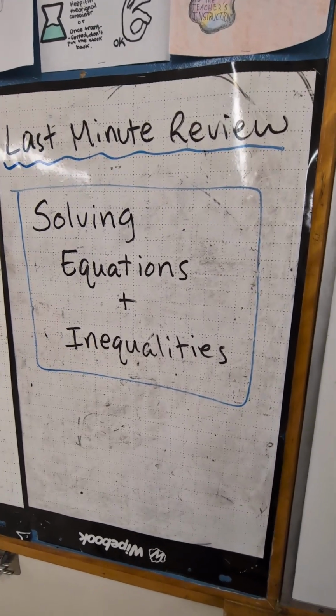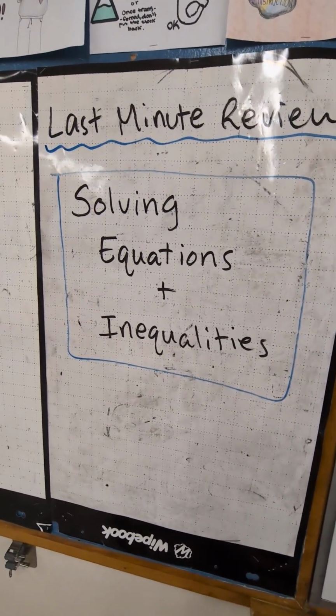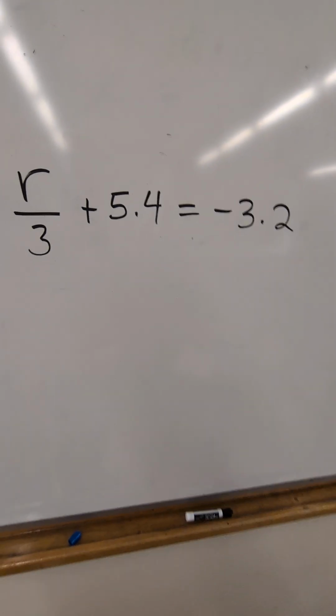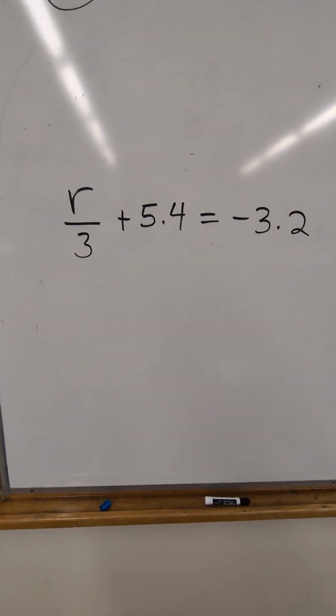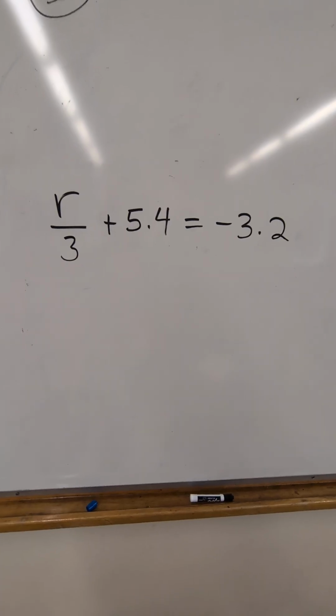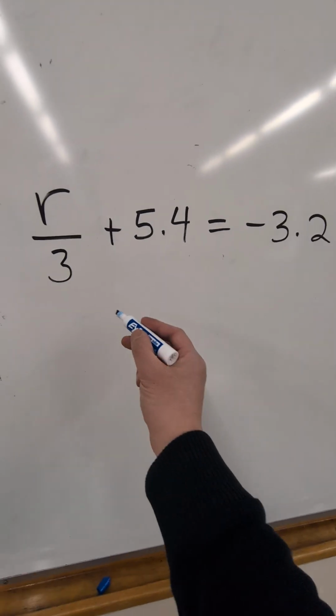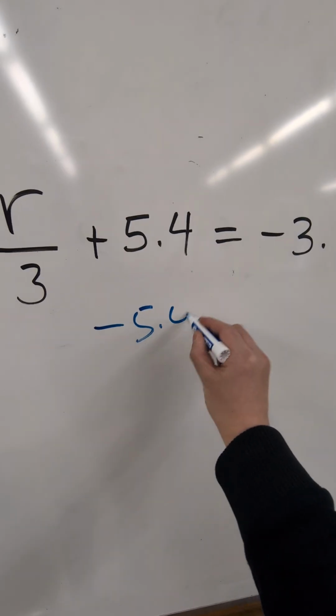Some of you asked for a review on solving equations and inequalities, so here are 4 examples. Pause the video if you want to solve these on your own. So I have a number divided by 3 plus 5.4 is equal to negative 3.2. I'm trying to get my variable by itself. So let's subtract 5.4 from both sides to start.